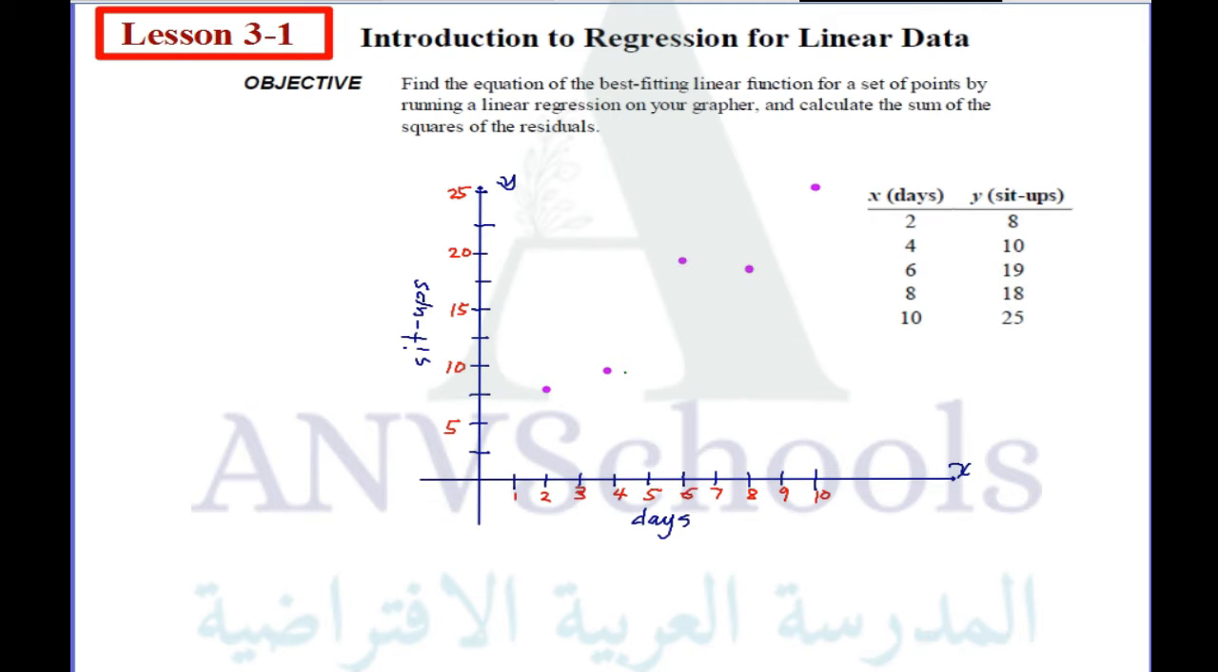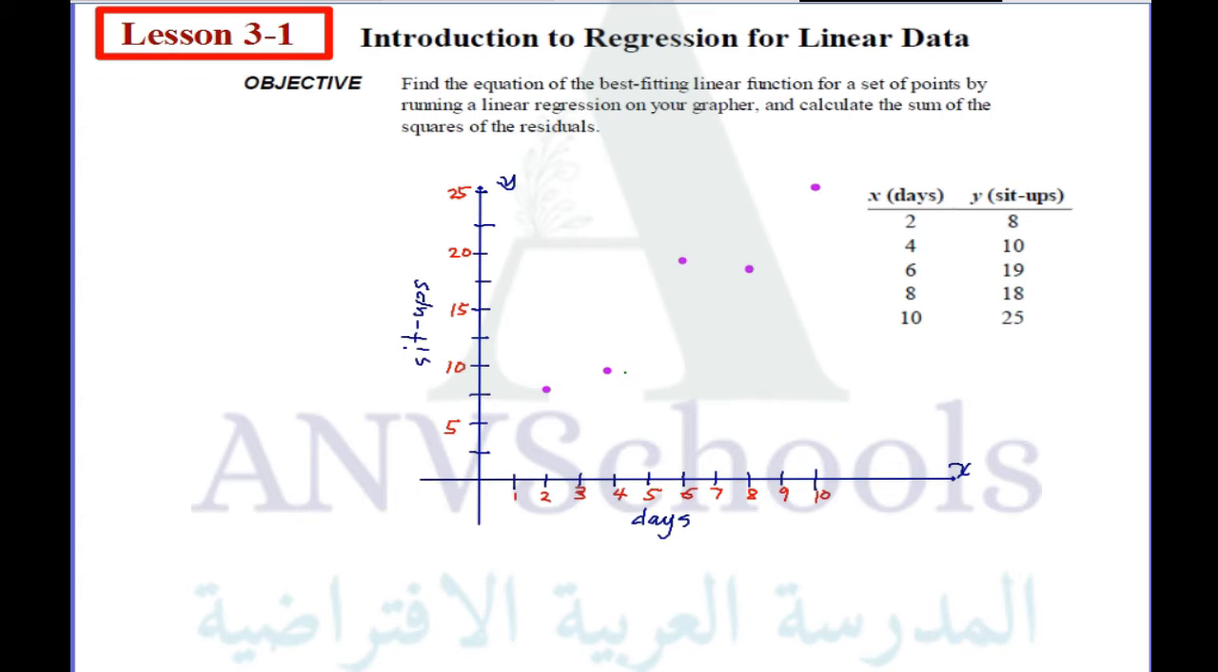Now, after the fourth day, you did 10 sit-ups. And then after 6 days, amazingly, you had 19 sit-ups. So notice how your sit-ups are improving number-wise. On the eighth day, you've got 18 sit-ups, so it's closer than your sixth day. And then on the 10th day, you have 25 sit-ups.